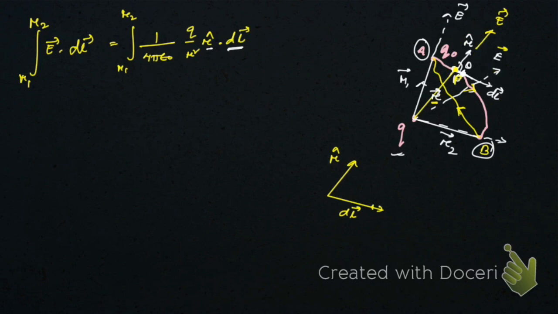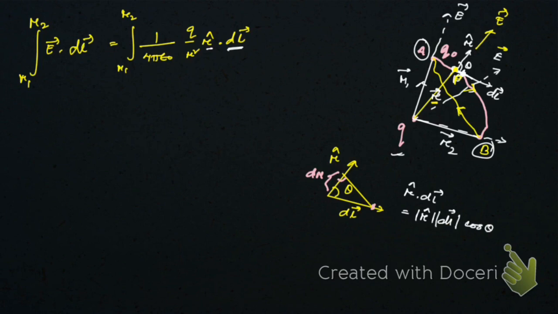Consider this case: the angle between these two is theta, suppose, and here is the perpendicular from this point on R, such that this length is suppose dr. So this is dr. Now you see, R cap dot dl vector, the dot product, will be given by the magnitude of R cap times the magnitude of dl vector times cos theta, right?